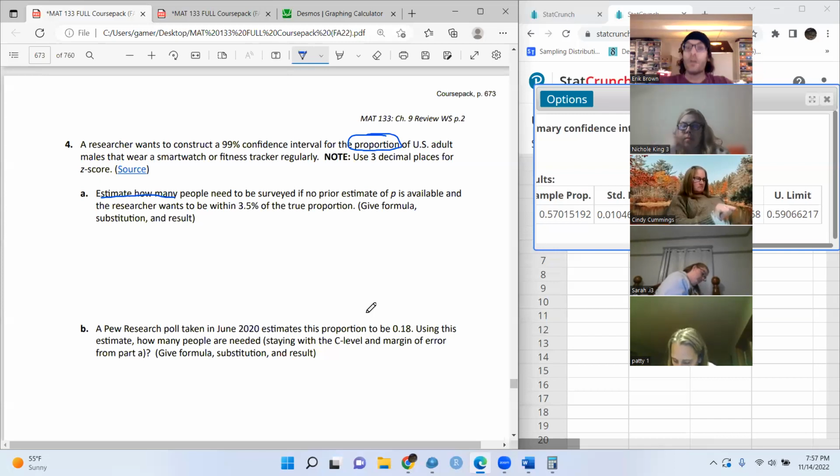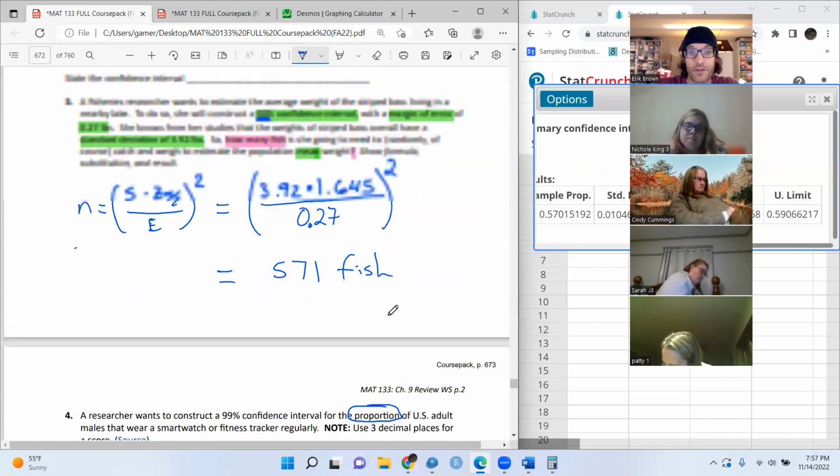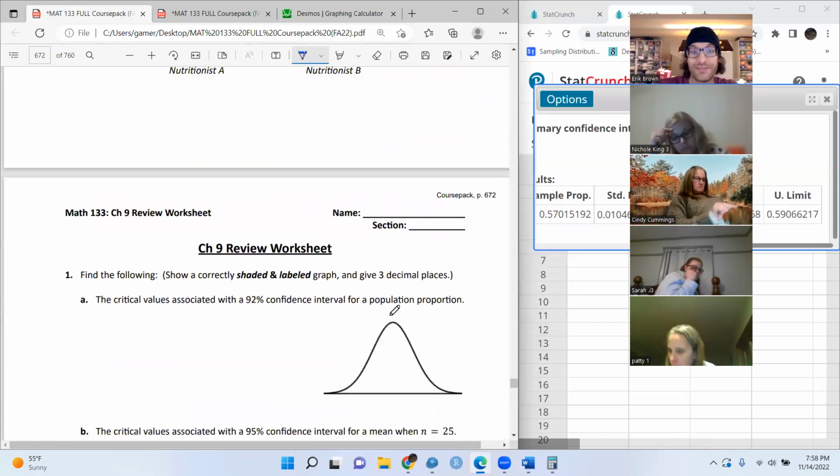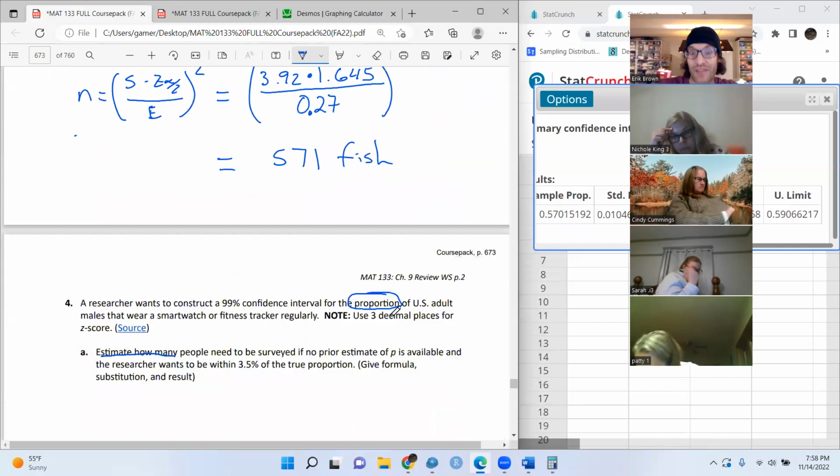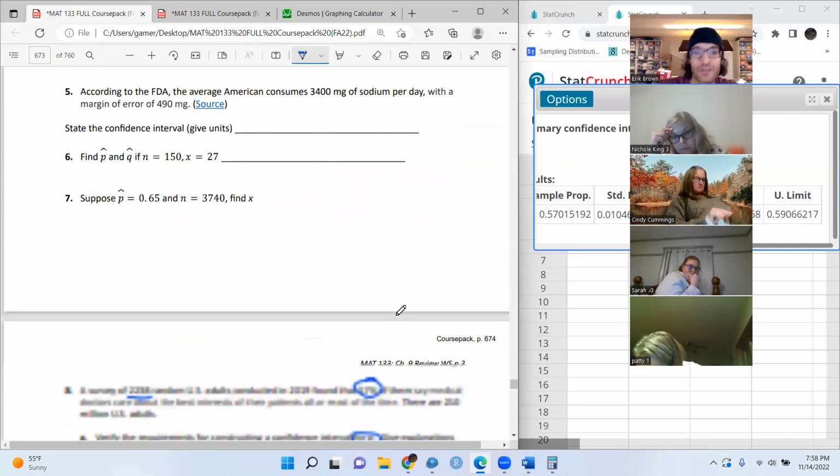So it's all here. You just got to get comfortable with the 2 different directions you're going: proportion or mean, verify or construct, or how many, or calculate a critical value. I'm going to leave this for you all to finish. This might feel really frustrating because there's lots of blanks on here, and that's kind of on purpose.